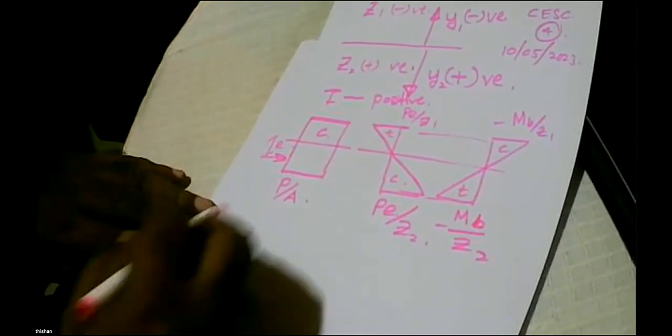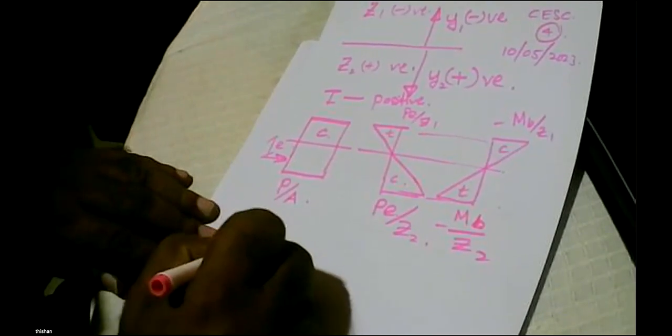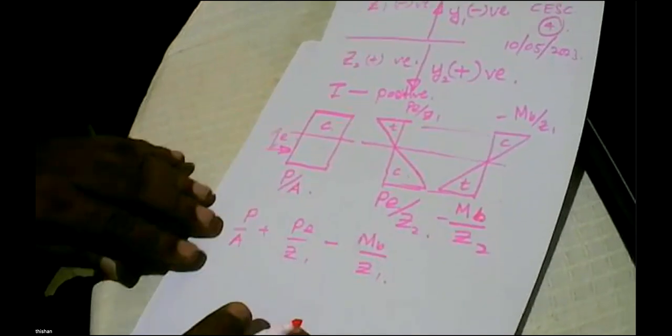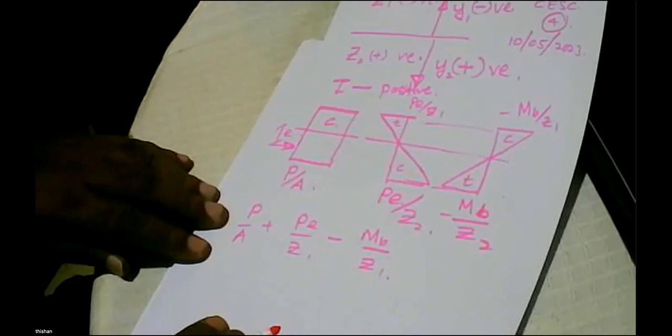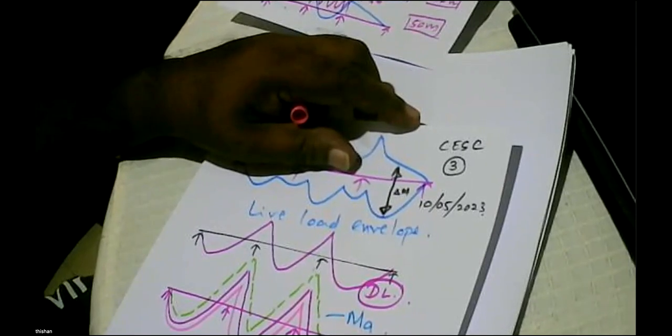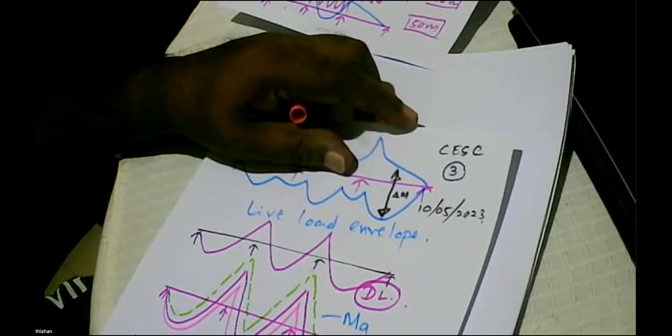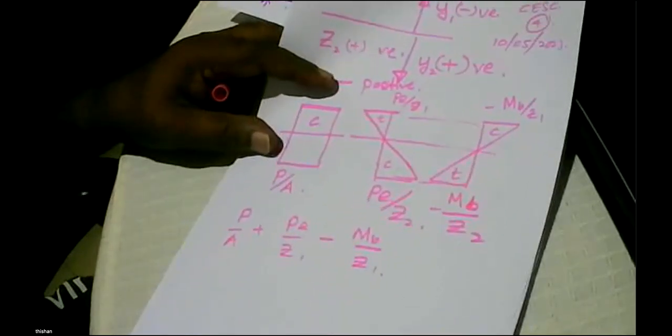So we'll get for the top fiber P over A plus PE over Z1 minus MB over Z1. And what could happen? This is going to fail in compression because when you apply this second moment, what will happen? You will get the beam failing with tension at the bottom, compression at the top. So that's what I have done. Tension at the bottom, compression at the top.